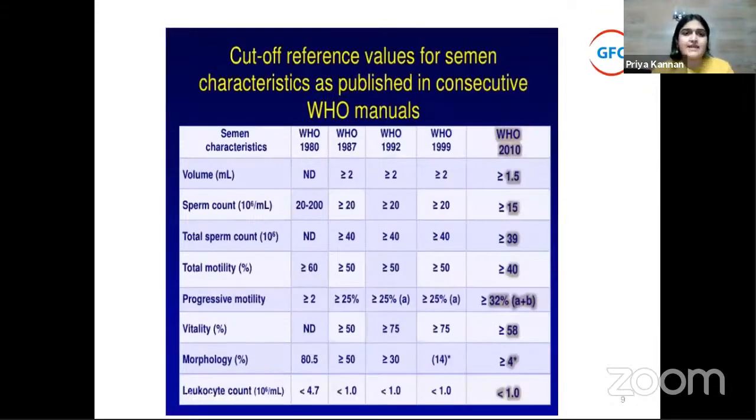So just to give you an idea of how the parameters have evolved from 1980 to 2010, you can see that in terms of volume, sperm count, total sperm count, motility, progressive motility, vitality, morphology, and the leukocyte count. So there has been a progression, and there is a change expected, and we have seen that draft as well. We have given a review as well. There is a slight change in the 2020 criteria, but it is always an evolving parameter because it is based on the 5,000 men tested all over the world for that particular decade.